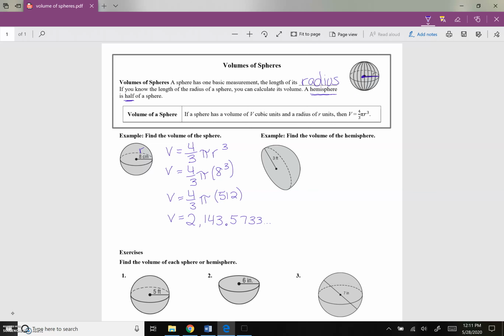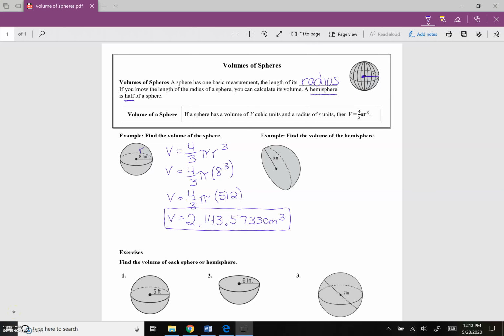And our unit for this is centimeters, and we're cubing our radius, so it's going to be centimeters cubed. And this is the point where you'd want to pay attention to your directions and see if it tells you where to round to. Ours didn't have anything like that, so I'm going to leave my answer just like that for now.